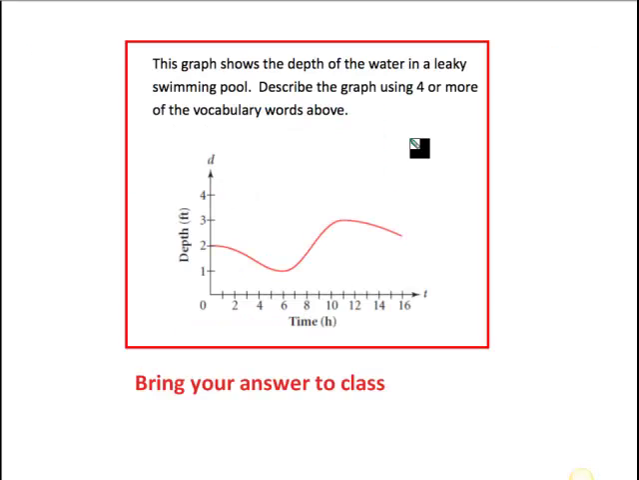So for class, we'd like you to try that on your own. Here we do have some variables. This graph represents the depth of water in a leaky swimming pool. You're asked to describe the graph using 4 or more of the vocabulary words in your note sheet or that we discussed above, and then bring your answers to class along with any questions that you have from the video.